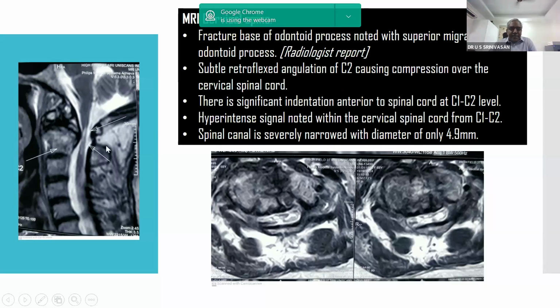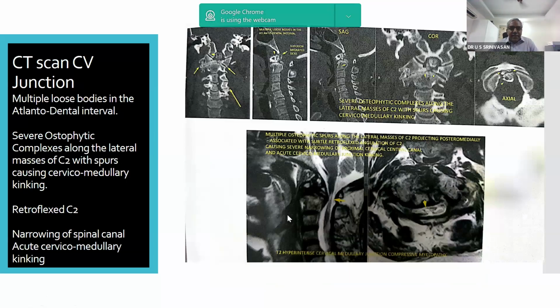There is significant indentation anterior at C1, C2 level, and the spinal canal was severely narrowed with a diameter of only 4.9 millimeters. Please note, the diameter was only 4.9 millimeters. In this axial section, you can see the spinal cord is transversely elongated. A CT scan of the CV junction was done, and the radiologist report was multiple loose bodies in the atlantodental interval, severe osteophytic complexes along the lateral masses, retroflex C2, and narrowing and kinking of the cervicomedullary junction at C1, C2, as you can see in this.